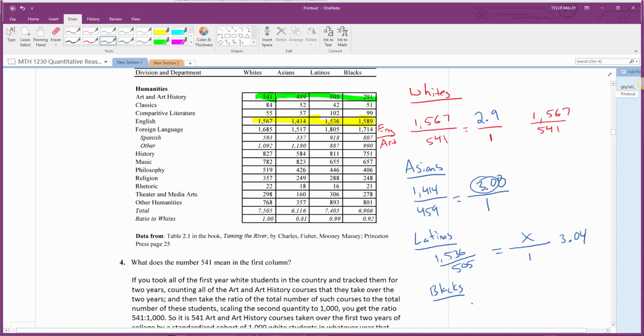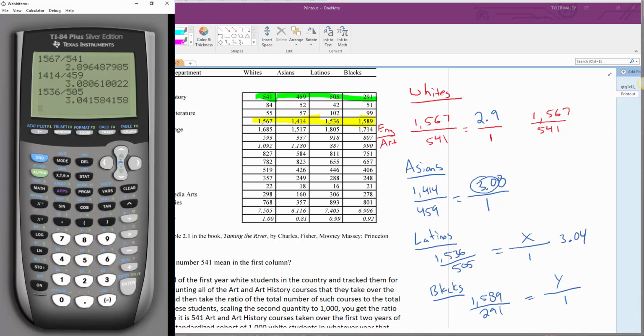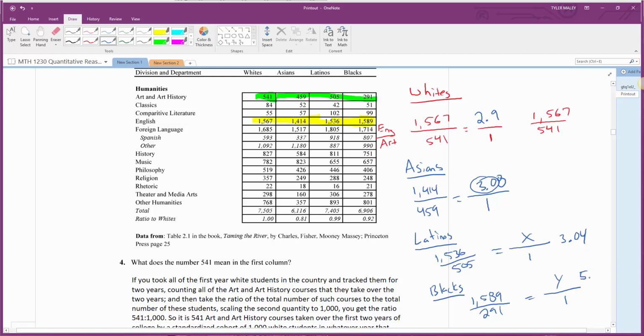Right? And then lastly, for blacks, we would take 1,589 all over 291 equals, I'll use y over 1. Right? So I would take 1,589 divided by 291, and I get roughly 5.46. Right? So those are the values that you should have calculated, right?